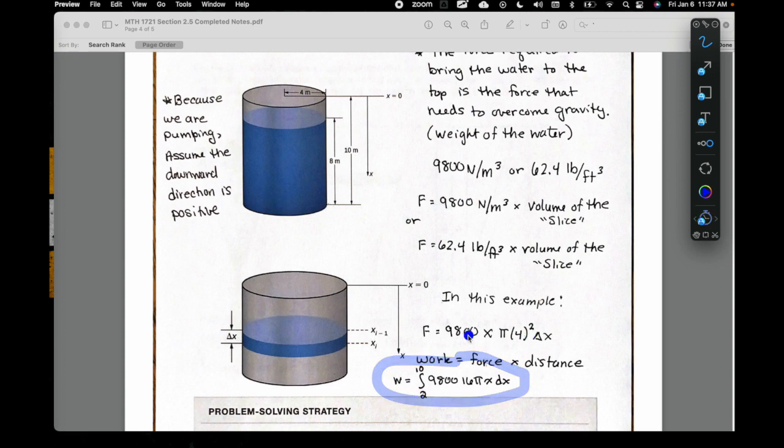So after doing a little bit of cleaning up, I have 9,800. This is going to give me 16 pi. And then this is the x, the distance that each of these pieces are going to move. And then, of course, the delta x is my dx. And the interval that we partition that we're looking at is from 2 to 10. So if this is x is equal to 0 and going down is positive, my interval that I partitioned is this bit of water here, that's going to be from 2 to 10. So that's why this interval here is from 2 to 10 for my integration limits.